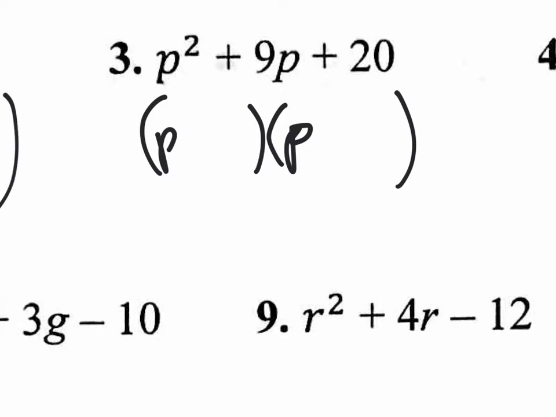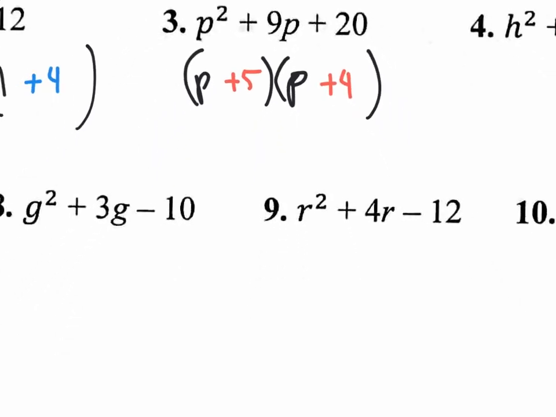What times what is 20? That if you add together is 9. 5 and 4. Positive 5, positive 4. And it doesn't matter if you say 5 and 4 or 4 and 5. That's it. You're done.